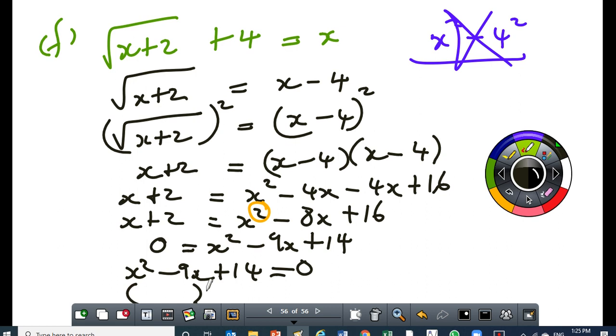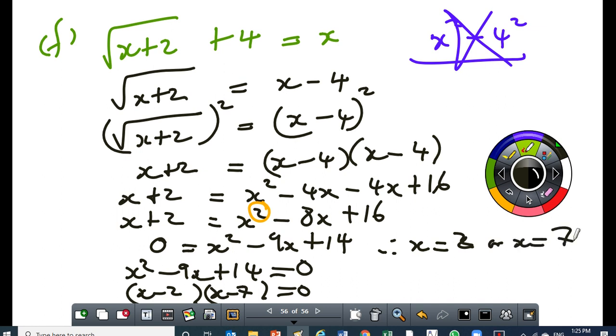Can someone factorize this? It will be x minus 2, x minus 7. Then I carry on here, therefore x is going to be equal to 2 or x is going to be equal to 7. Okay, now we need to test both values again, right?